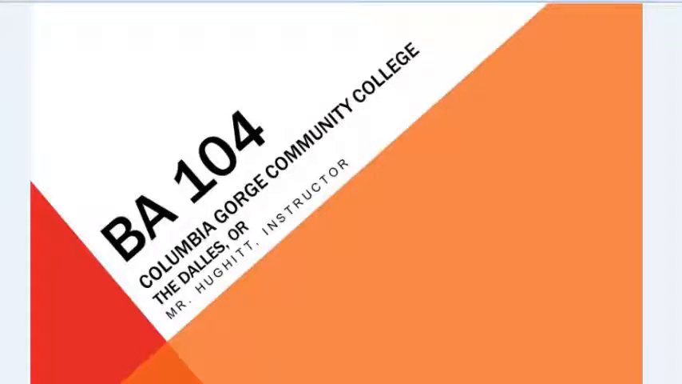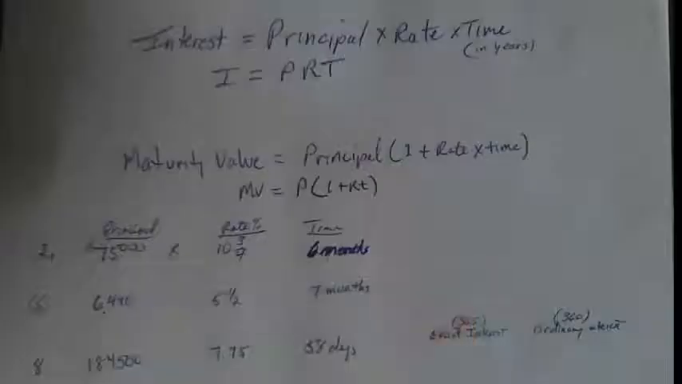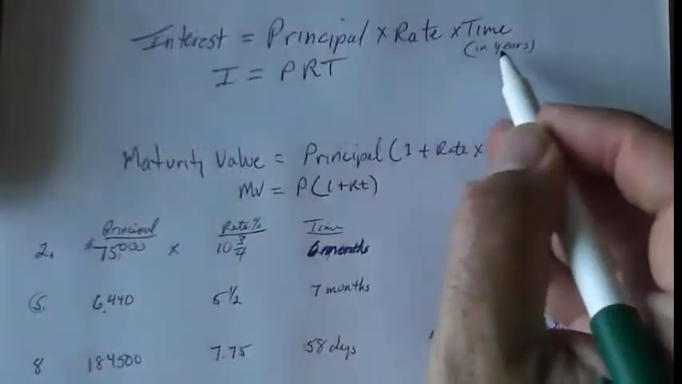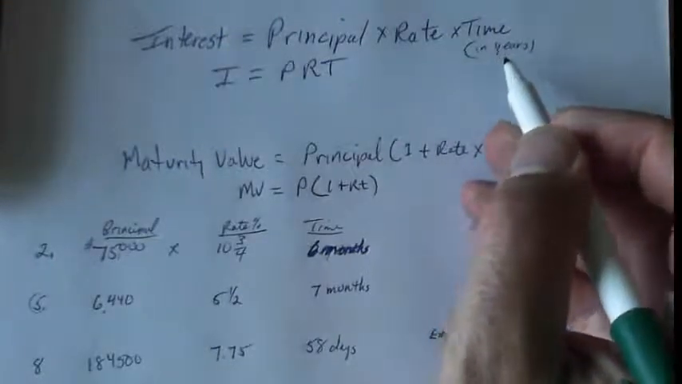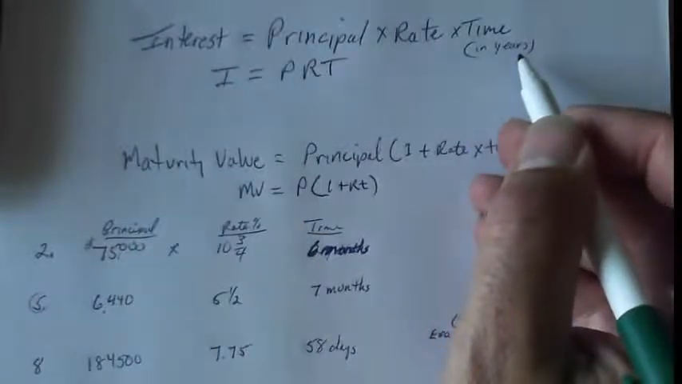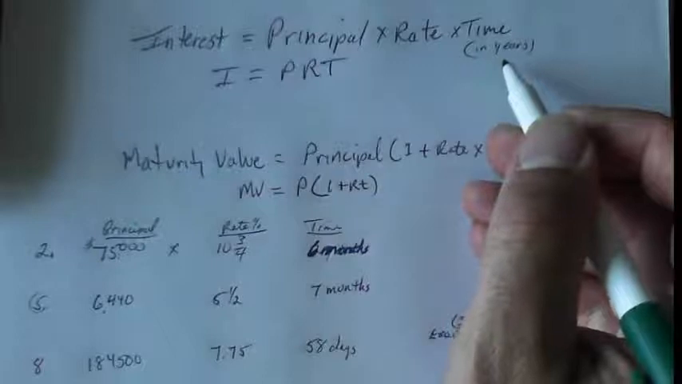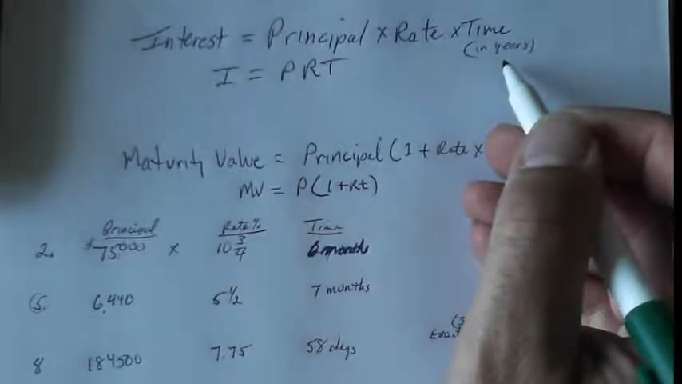Okay, this lecture goes along with Chapter 10, Section 1, and we're talking about simple interest and promissory notes in this chapter. So the basic formula you're going to use forever is the simple interest formula, which is principal times rate times time. The thing to remember about this formula is that time is always done in years. So if it's 3 months, it's 1/4 of a year. 4 months would be 4/12, and so on.